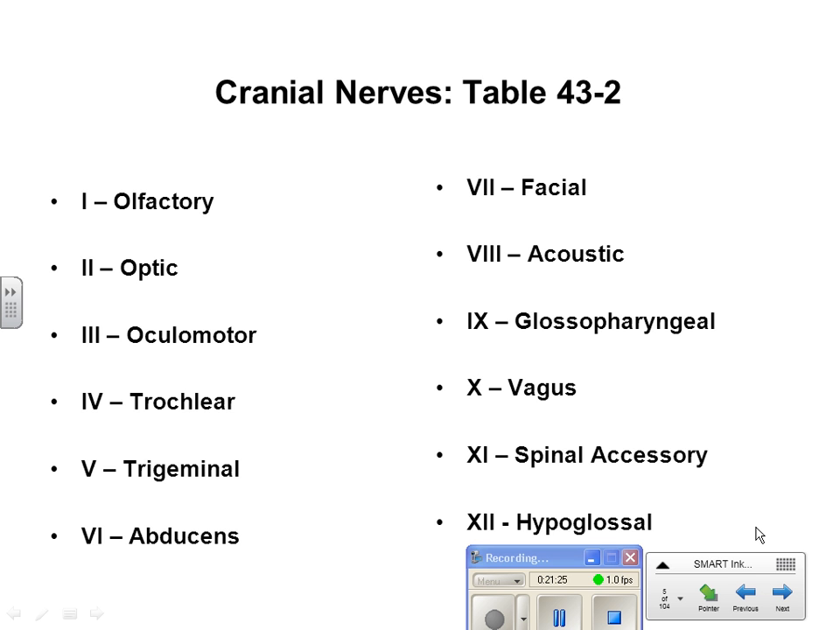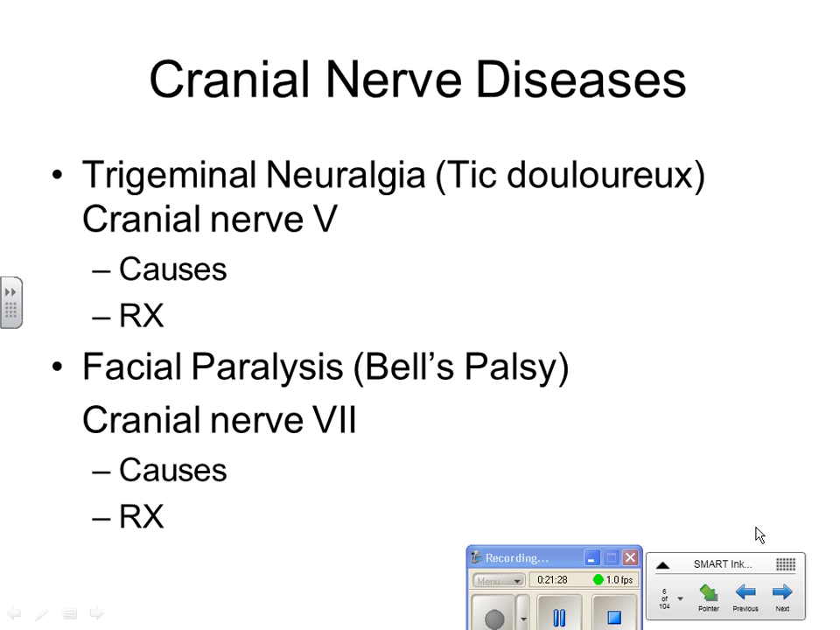And then there's a couple of cranial nerve diseases that might show up on an NCLEX. They're kind of popular and very common. There's trigeminal neuralgia, problems with cranial nerve 5, or facial paralysis, Bell's palsy, with cranial nerve 7. Both of those usually happen when you've had some sort of inflammatory process. Ear infections can sometimes cause one or the other. Traumas and infections that happen in the mouth that might work their way up into the central nervous system.